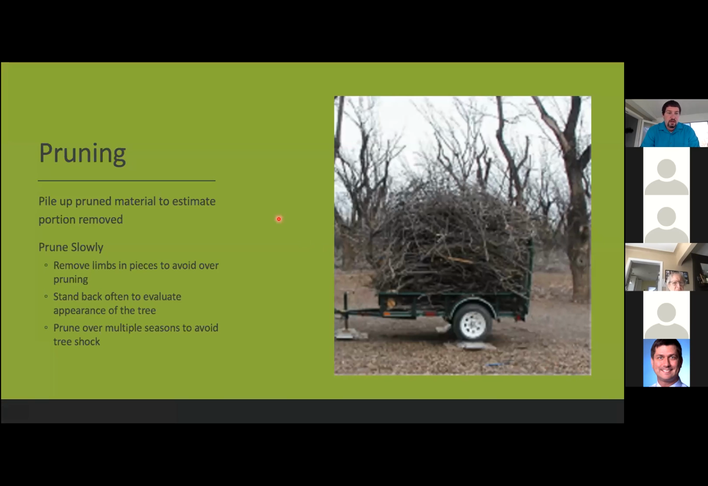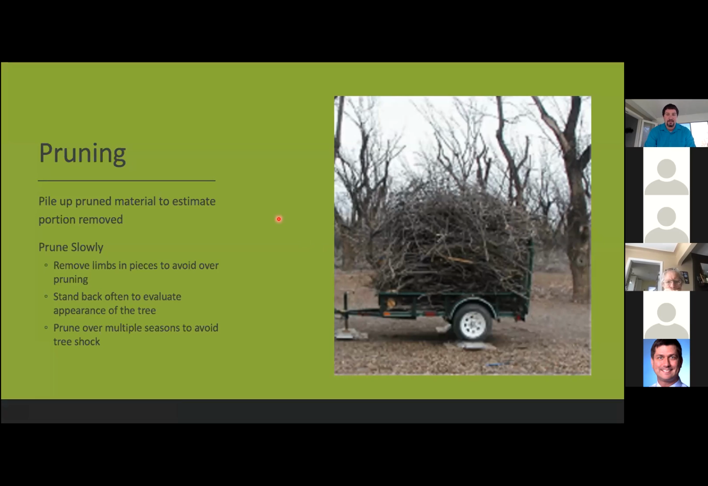When you're pruning, the easiest way that I've found to make sure that you don't take too much is to pile the material up next to the tree. Then you can stand back and you can look and you can say, okay, the pile's getting kind of big. That looks like it's about a quarter of the canopy area. We're going to have to be done for now. You know, cut back slowly.